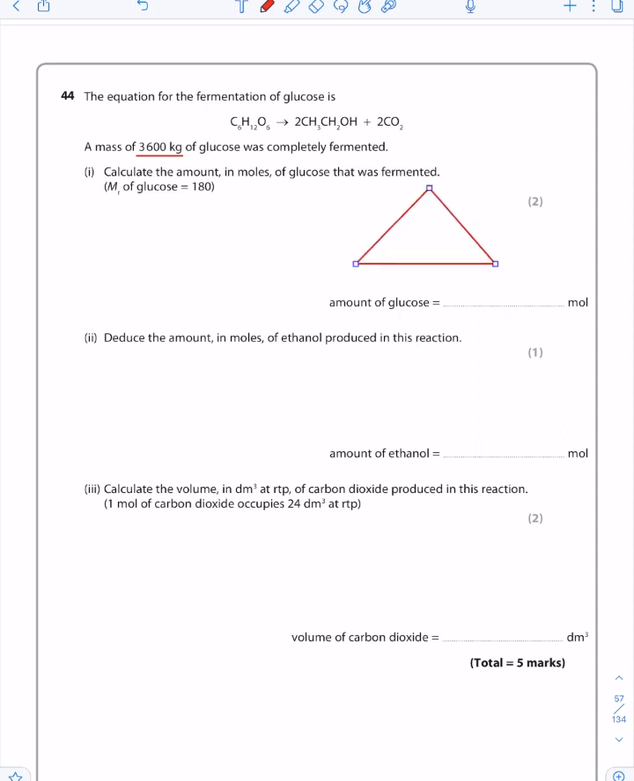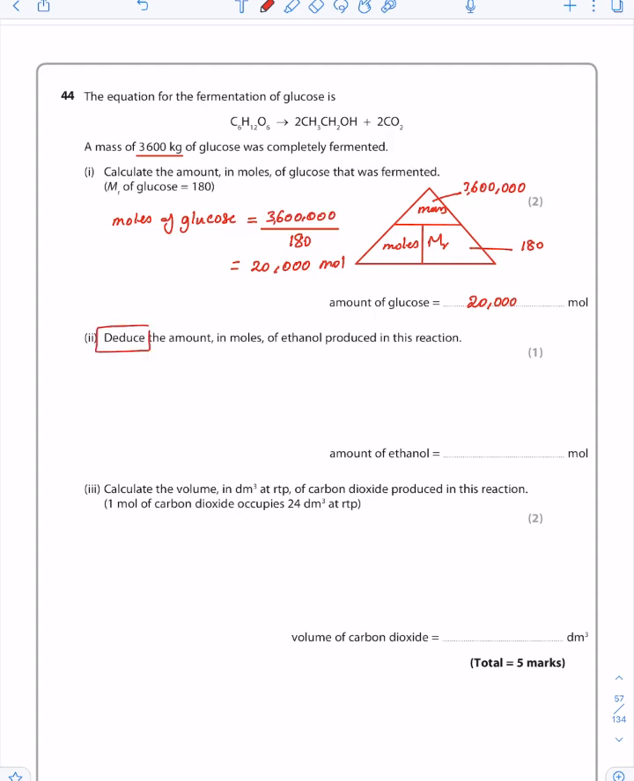The law we work with is moles is equal to mass over MR. The mass is 3600 times 1000 to convert to grams. Then we divide by the MR of glucose, which is given as 180. So the moles of glucose is equal to 3,600,000 grams over MR 180, which gives 20,000 moles. So the amount of glucose is 20,000 moles.